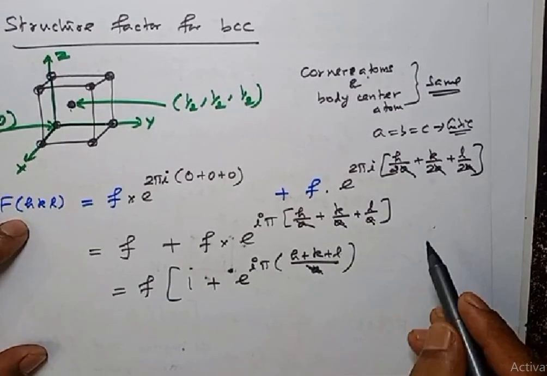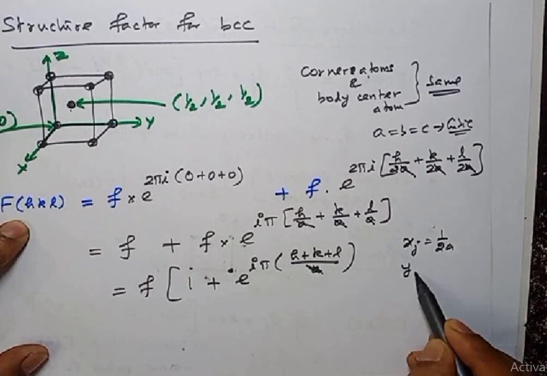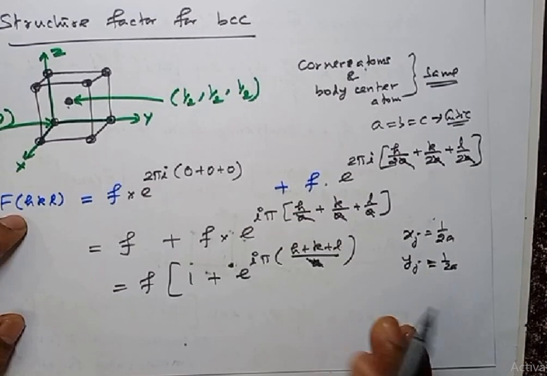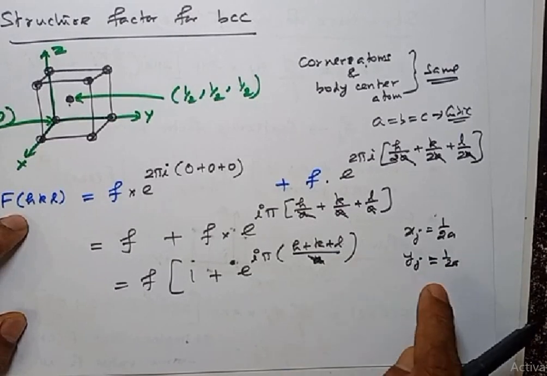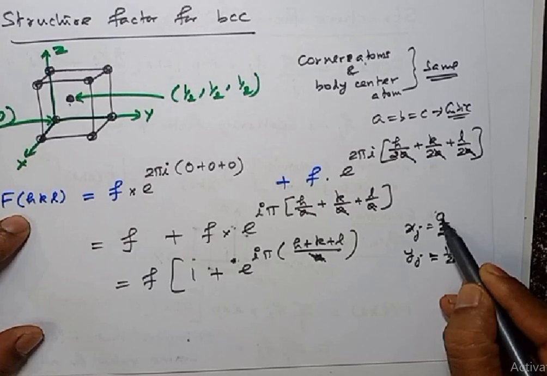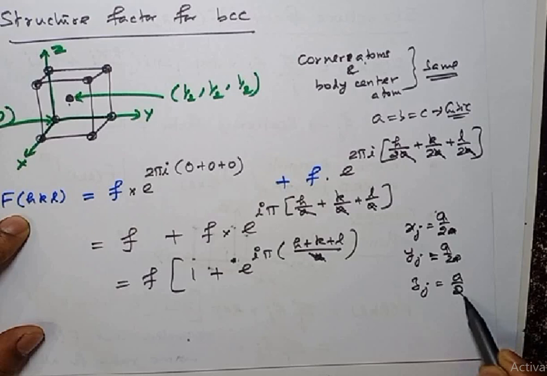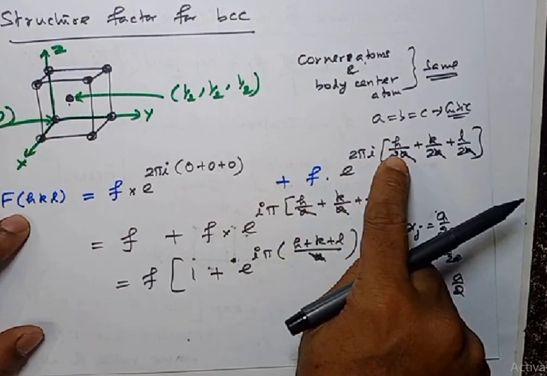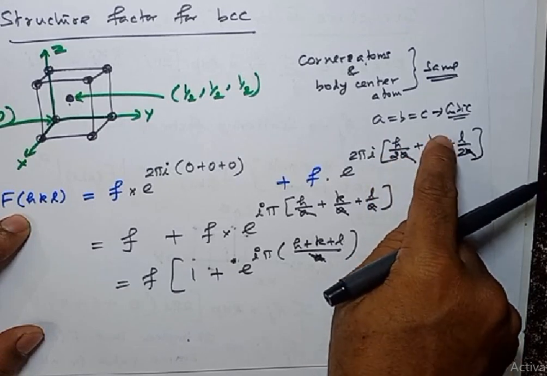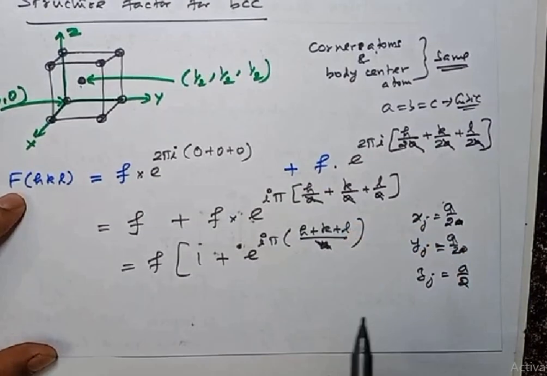Remember why? Because we should put xj as 1 by 2a, and yj as 1 by 2a. We just substituted 1 by 2, right? But actually we should put... I'm sorry, it's not 1 by 2a, it's a by 2. yj is a by 2, similarly zj is also a by 2. In the place of xj, yj and zj, if I put a by 2, the a cancelled. Here also a gets cancelled, here also. So a won't be there. It's a very simple one.